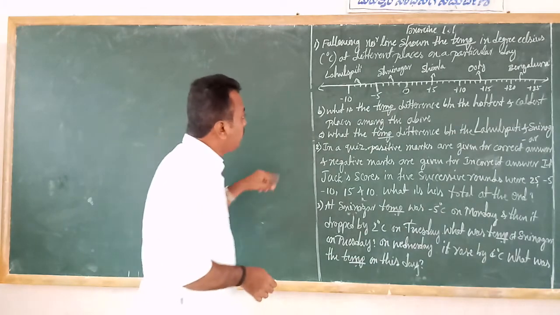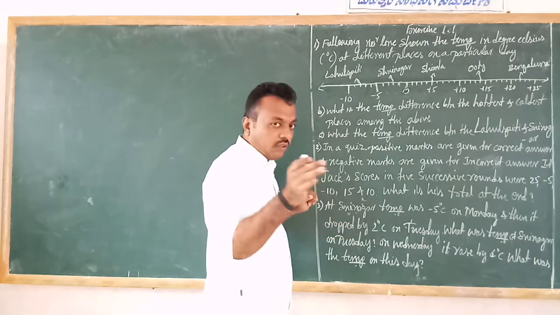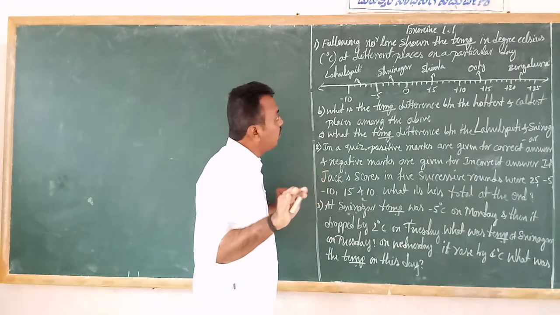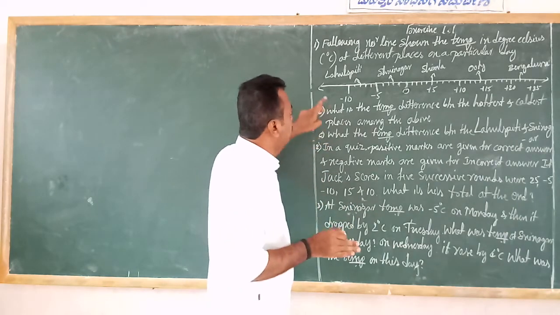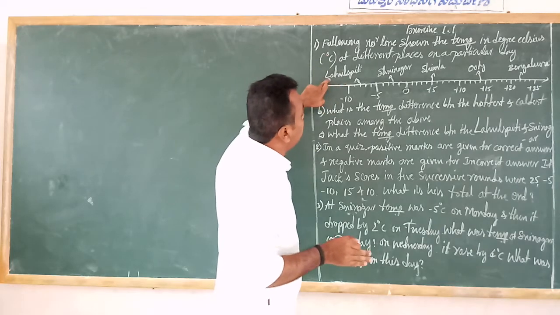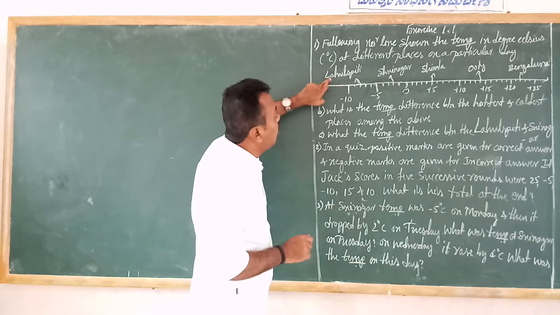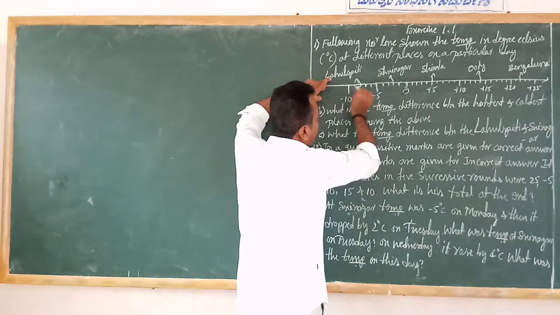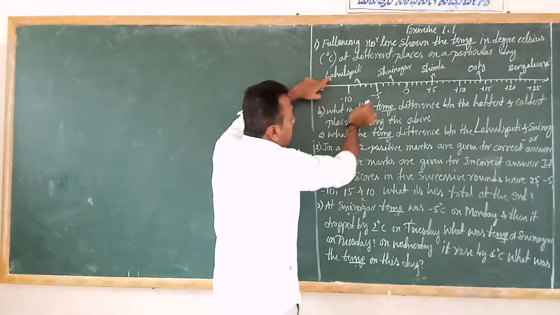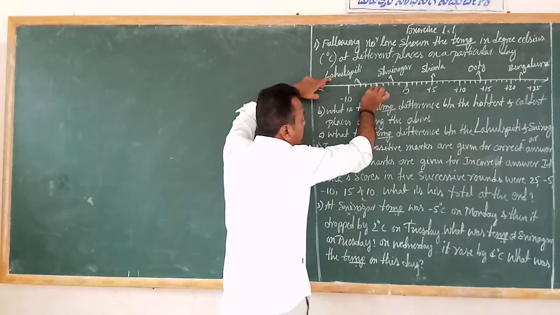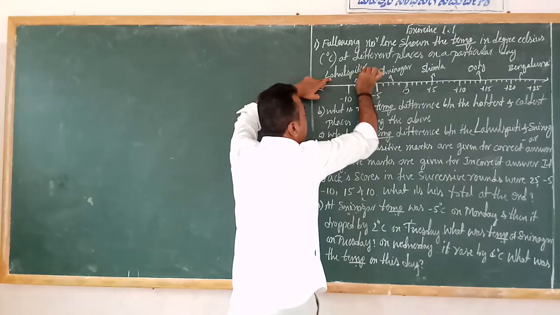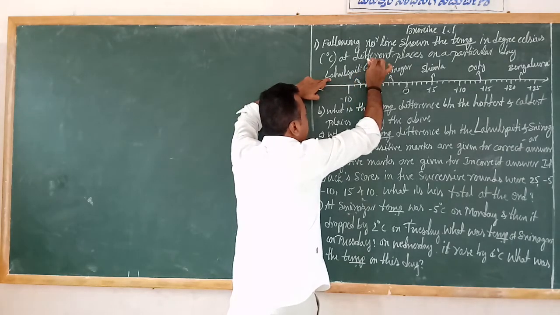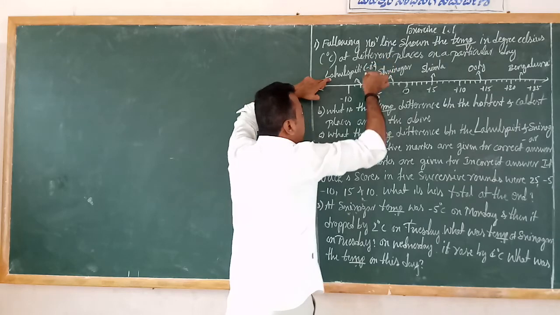Got it? So question A in your textbook, you have to write at home. What is the question? What is the temperature in the particular places? At what temperature is Halaswamy? See here, this is -5, this is -6, -7 and this is -8. So Halaswamy is -8 degrees Celsius. Got it? -8 degrees Celsius.